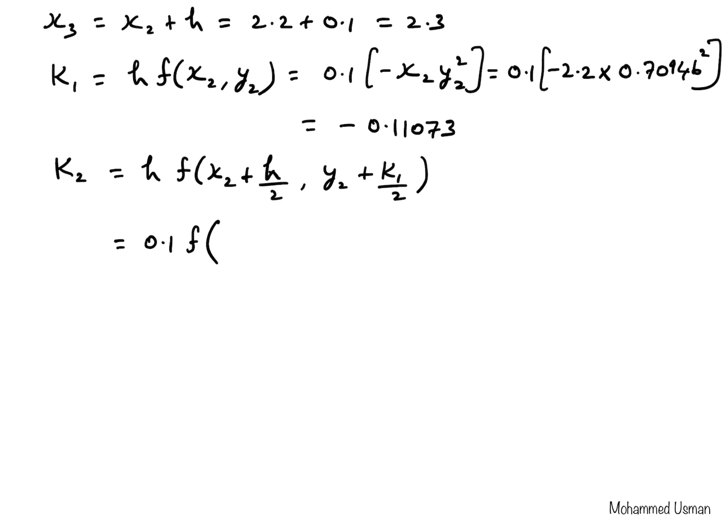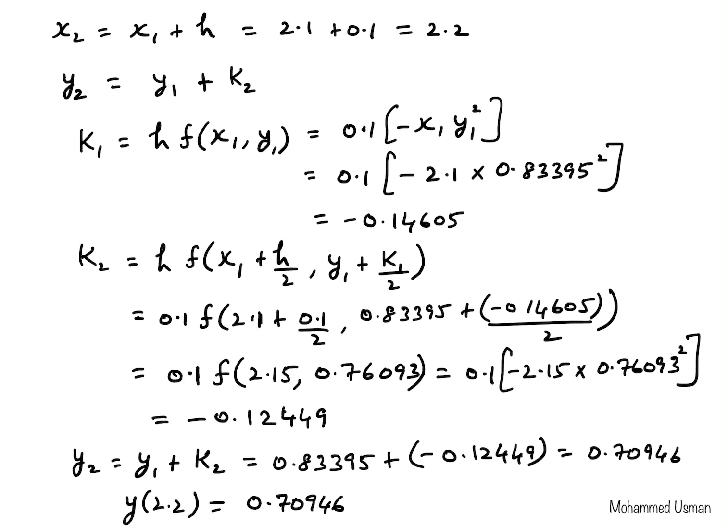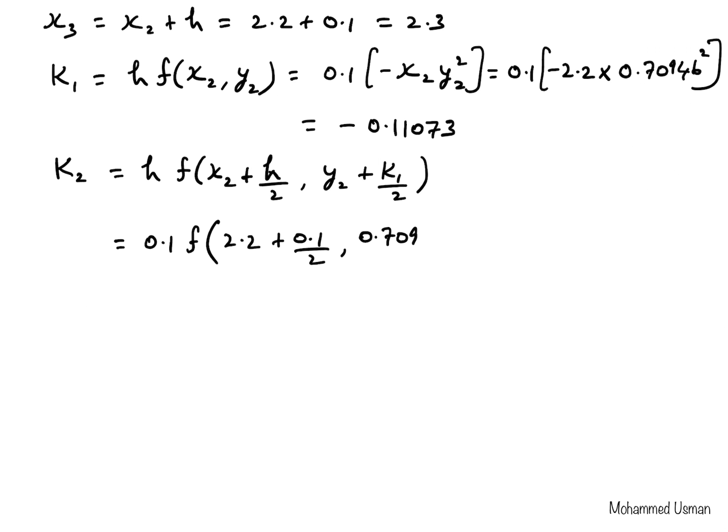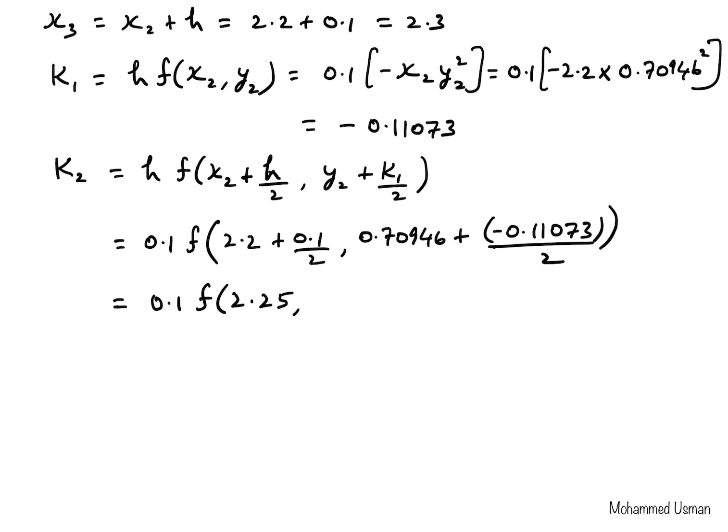So that makes it 0.1. H is 0.1 into f of x2 is 2.2 plus 0.1 by 2 comma y2 is 0.70946 plus k1 we have obtained here, which is minus 0.11073 by 2, which is equal to 0.1 into f of 2.25 comma 0.6541. So when we compute this, we get 0.6541.